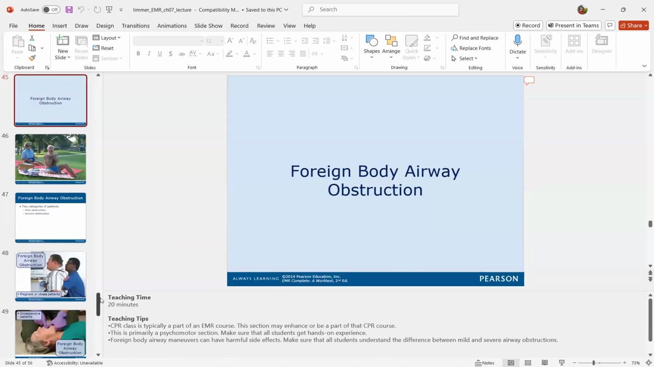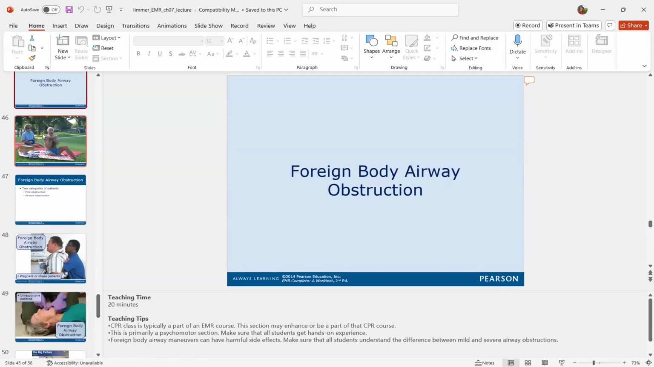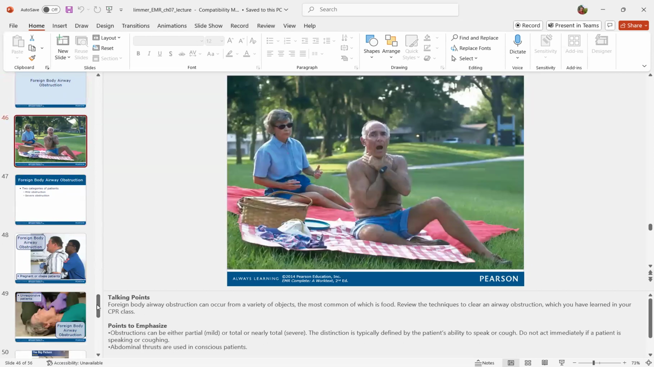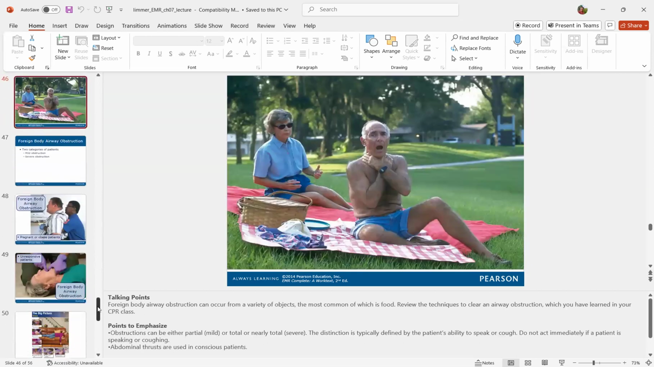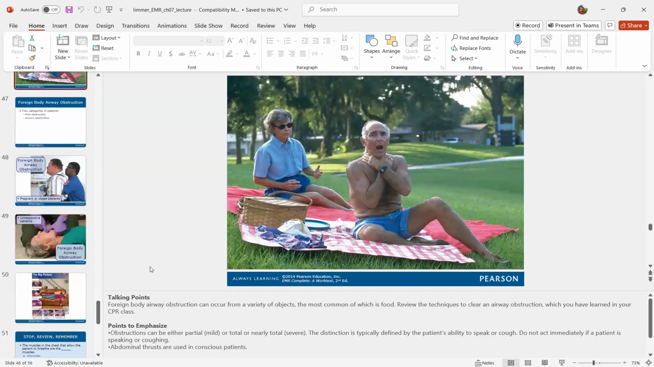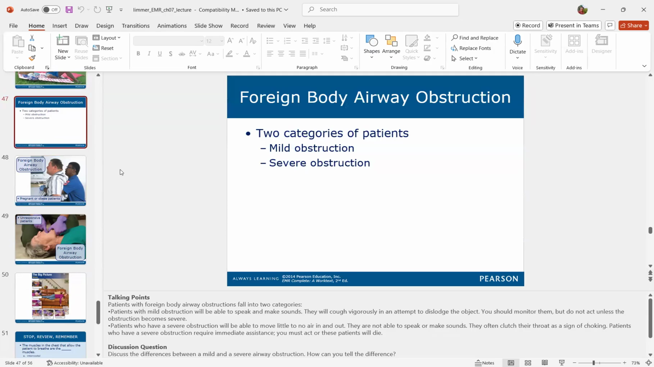Foreign body airway obstructions can occur from a variety of different objects. Most common is food. So we are going to do, it's not called the Heimlich anymore. We can't do the Heimlich maneuver. We can do abdominal thrusts.